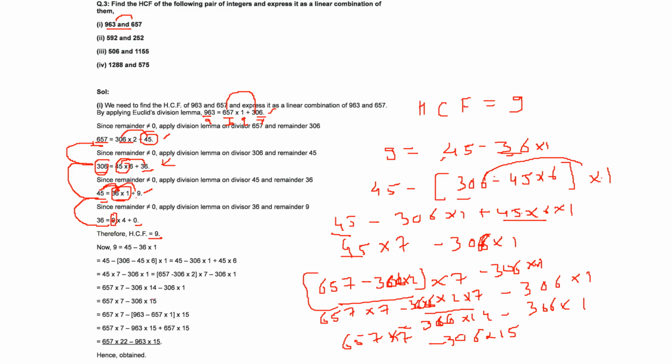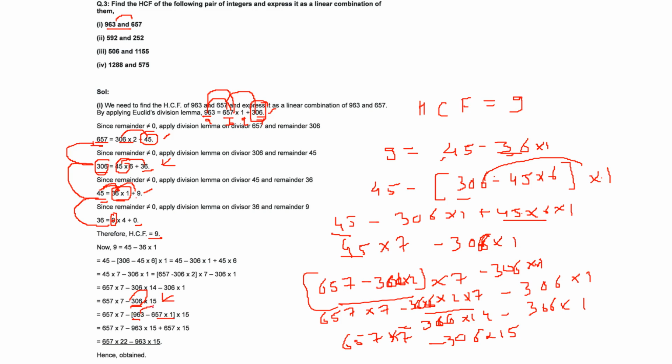Up till this point we have reached. But how has this 306 come? 306 has come from here. It is nothing but 963 minus 657 into 1. So in this place of 306, we will write 963 minus 657 into 1. So 963 minus 657 into 1.